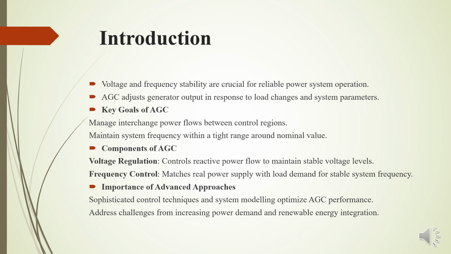Now I start with the introduction. Voltage and frequency stability are important tasks for reliable power system operation. AGC means automatic generation control. It adjusts generator output in response to load changes and system parameters. Here, the main goals of the AGC are to manage interchange power flows between control regions and maintain system frequency. The components of AGC are voltage regulation and frequency control. The main importance of the advanced approach is to address challenges from increasing power demand and renewable energy integration.